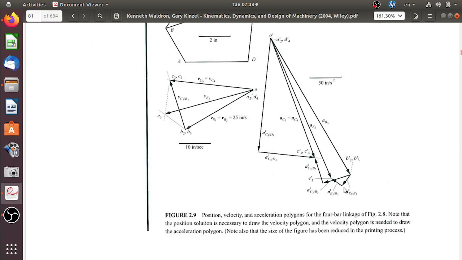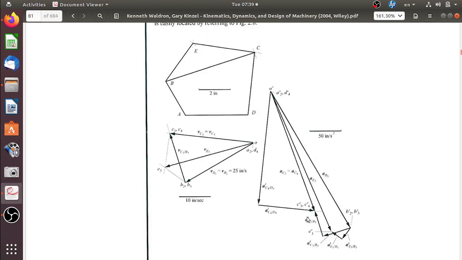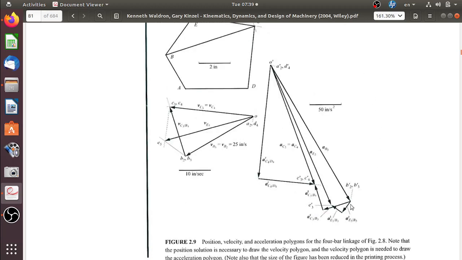Between B and C, what is the tangential component? Where is B? This is my B. And where is C? This is my C. And this is the tangential component. This vector actually represents the total component, but in that total I have to take only the tangential component, and divide that by the distance between B and C, and that will provide me the angular acceleration of that link. Once I identify the angular acceleration of that link, it's easy for me to calculate this vector, and that's how I construct this particular point.